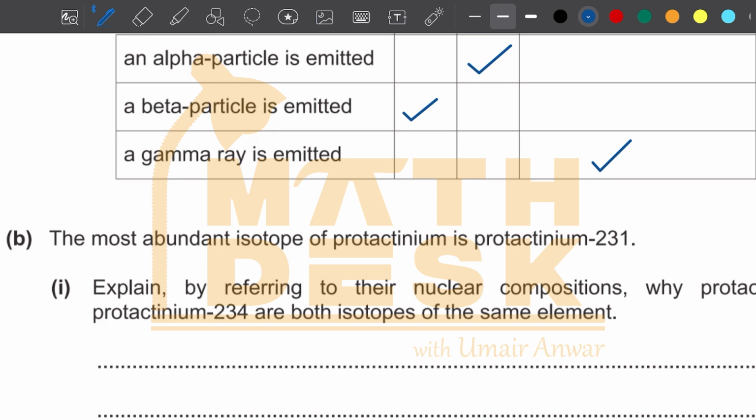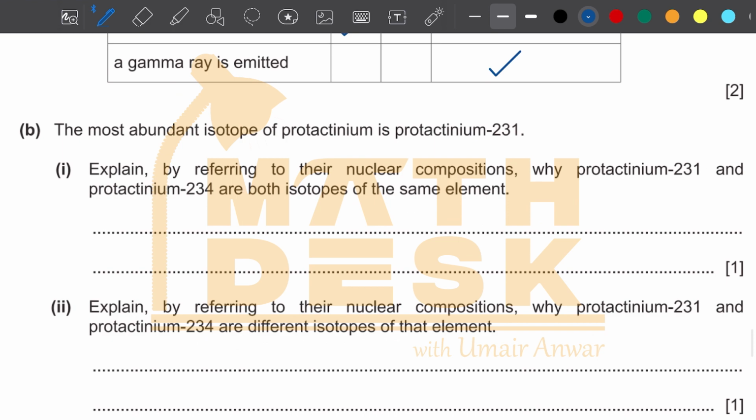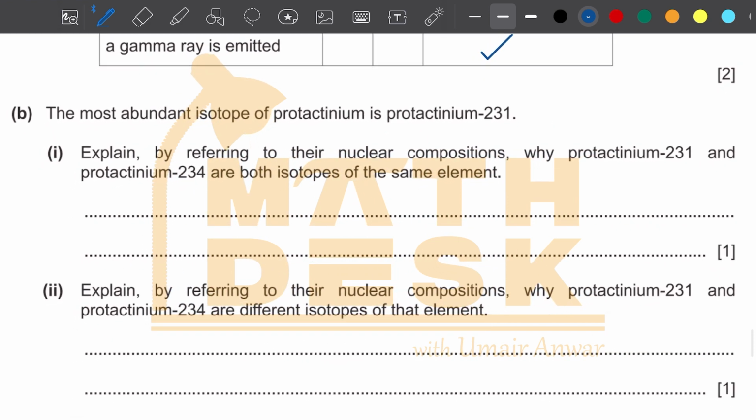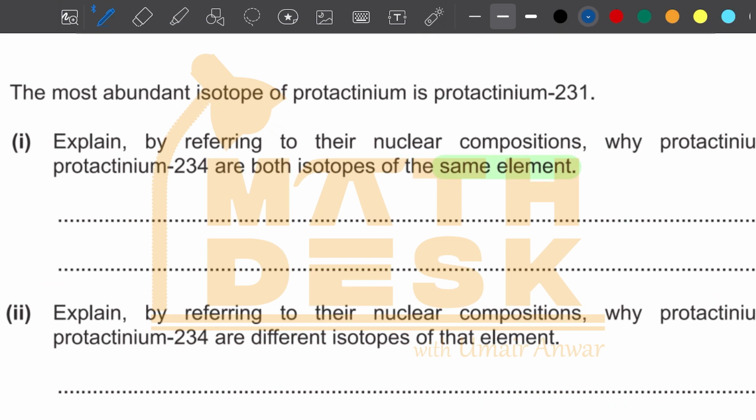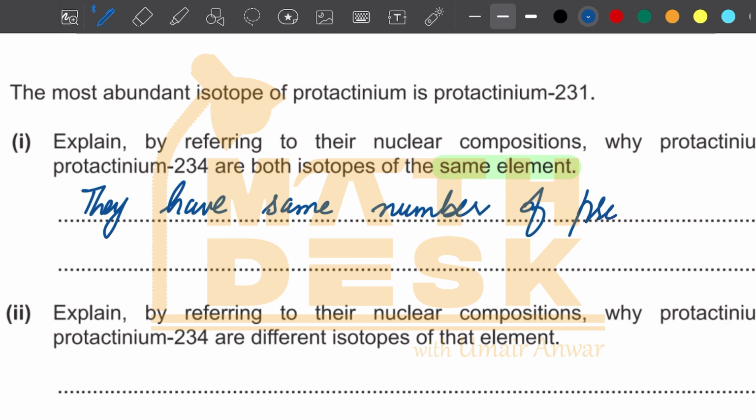The most abundant isotope of protactinium is protactinium-231. Explain, by referring to their nuclear compositions, why protactinium-231 and 234 are both isotopes of the same element. So they are isotopes of the same element, which makes them atoms of the same element, in that they have the same number of protons. That is why they belong to the same element.